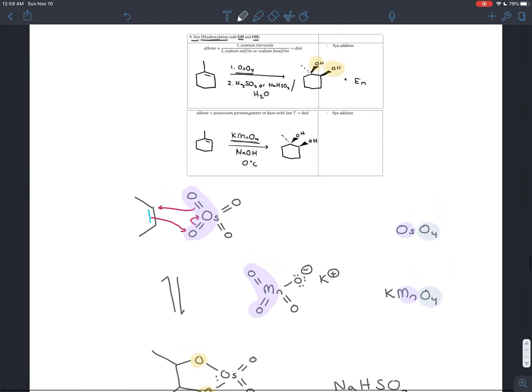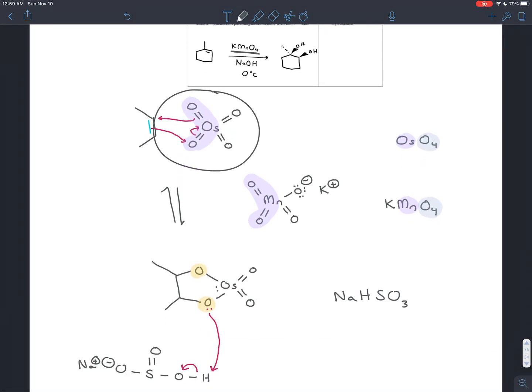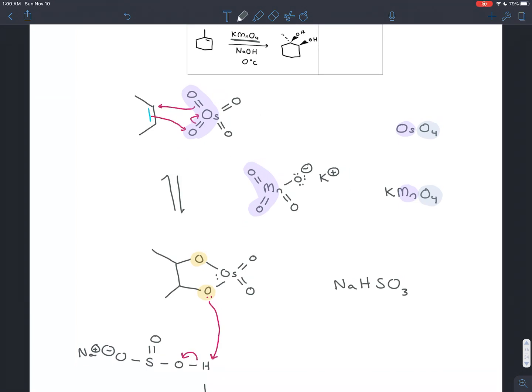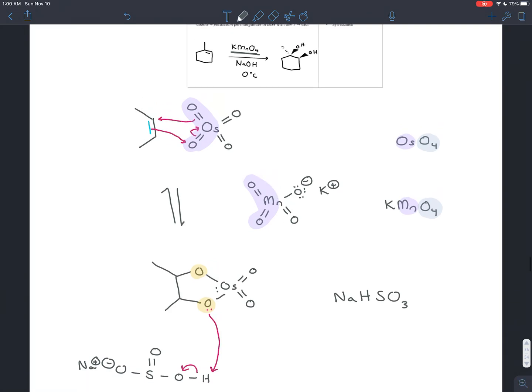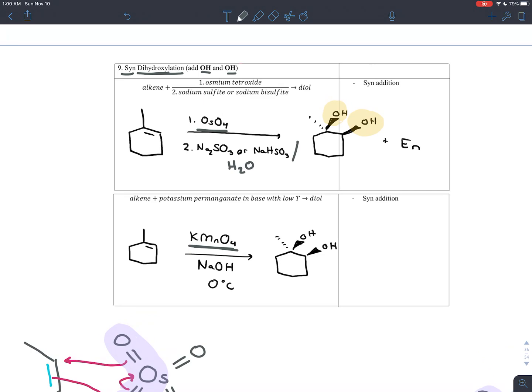The other mechanistic details are kind of far afield from us, but hopefully, just seeing the structures of these, you can see why it's syn addition. These two oxygens will be adding on the same face of the double bond because they're pointing in the same direction in the osmium tetroxide or in the permanganate ion. And hopefully now you also at least have a sense of why there are two recipes here. You have a really efficient but very toxic recipe, and you have a less toxic recipe but with side reactions and less efficient.